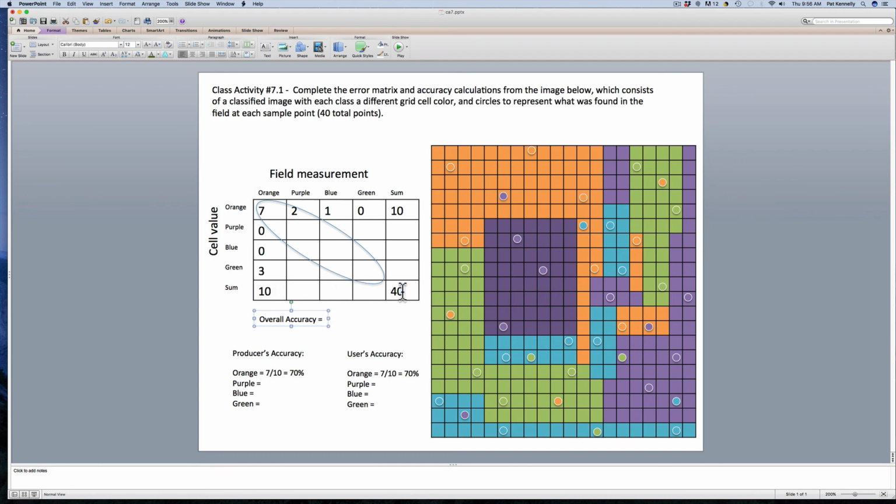These two sums should also add up to 40, the sum along the bottom and the sum along the side. So your job will be to finish filling in this error matrix and then report on the producer's accuracy, the user's accuracy, and then the overall accuracy for this interpretation.